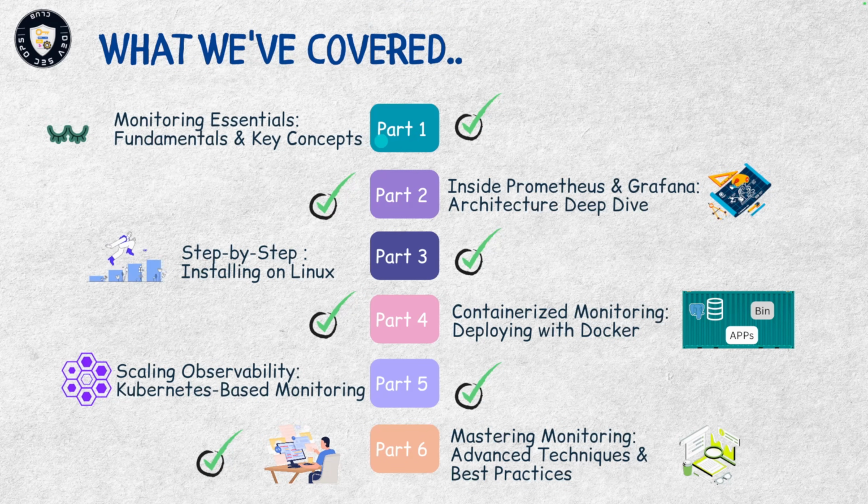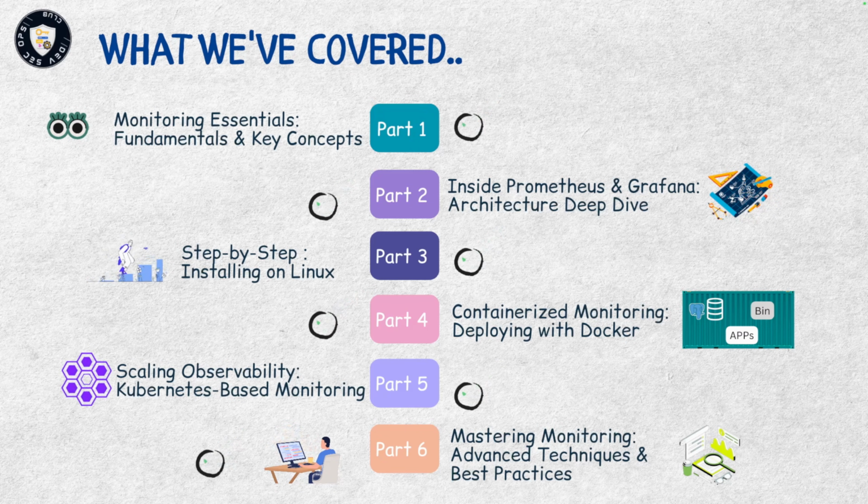We started with the basic essential things, then we understood the architecture, we installed on Linux and bare metal machines, and then we containerized it. We also learned several use cases for when it is not deployed as a container or you want to monitor a particular container, and how you do this. And today we have done part 5 and part 6 with setting up Kubernetes based monitoring, right? So that's what we learned.